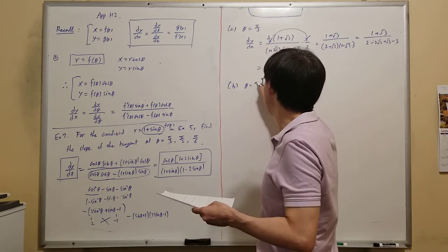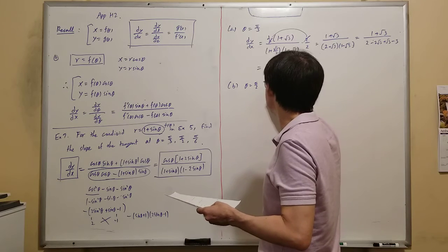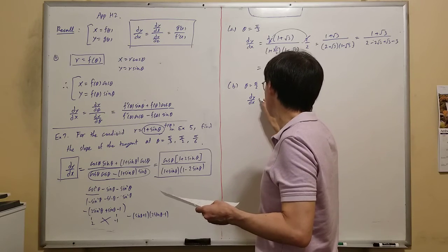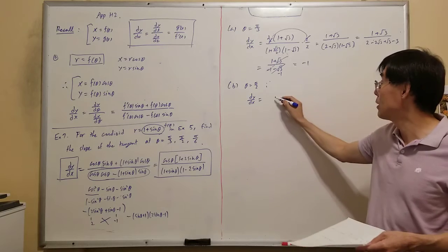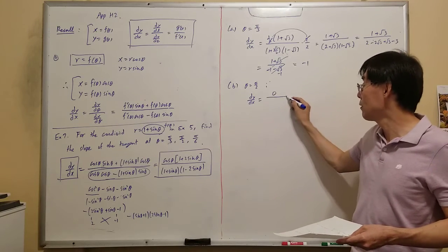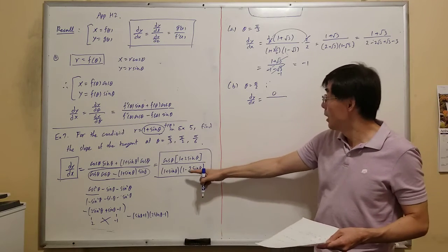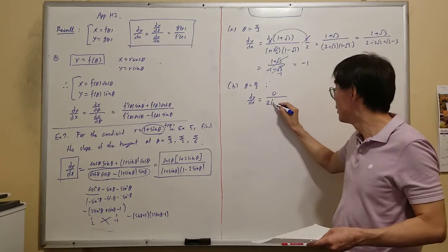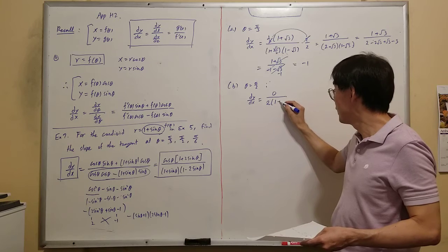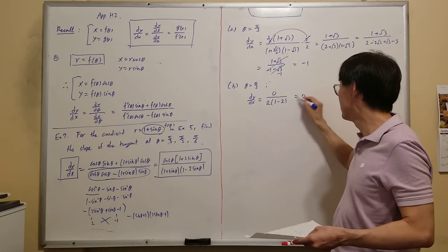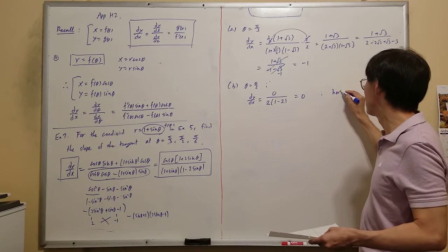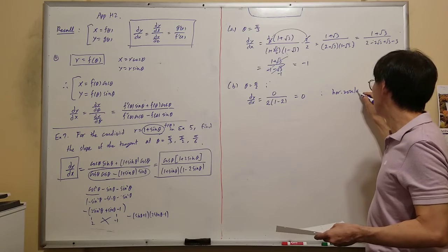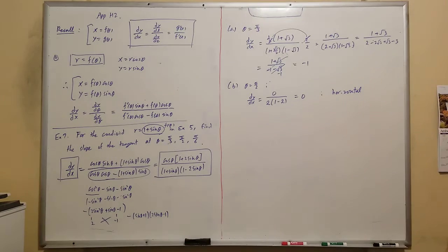B, when theta equals pi over 2, dy over dx, at pi over 2, cosine is 0. 0 times whatever is 0. Sine pi over 2 is 1, so 1 minus 2, whatever, the numerator is 0. So that means horizontal tangent line.